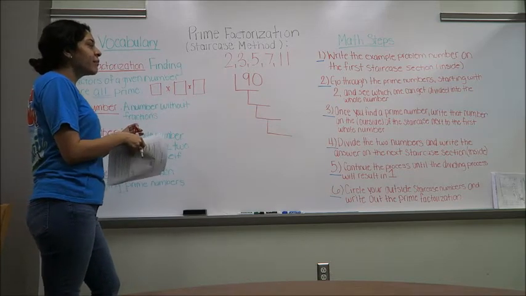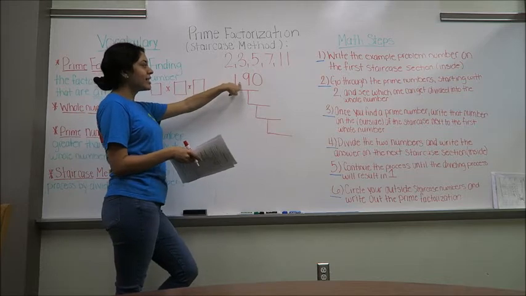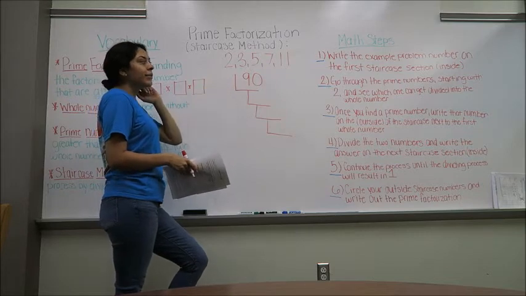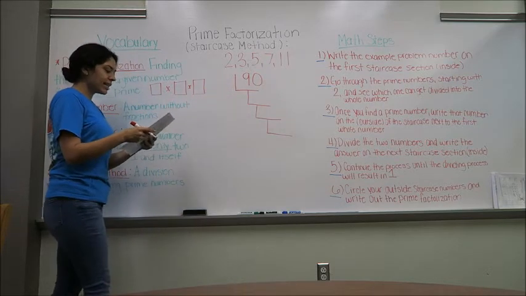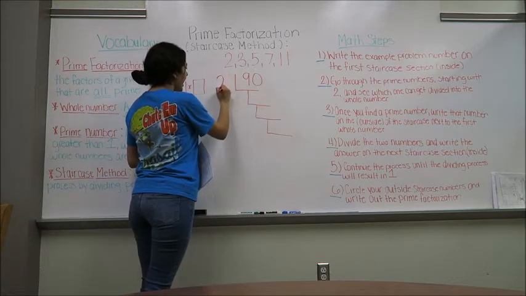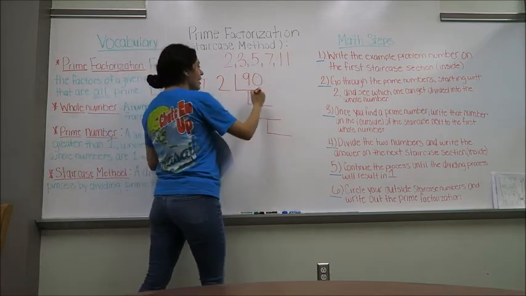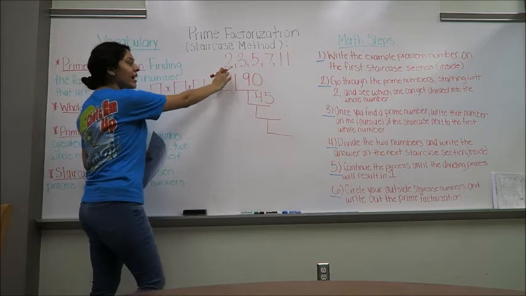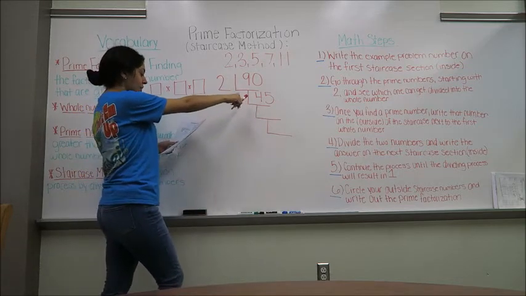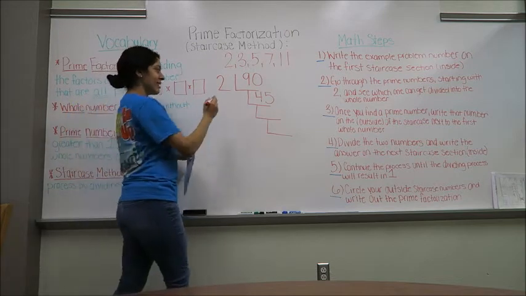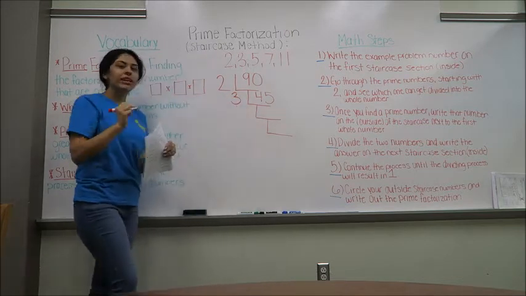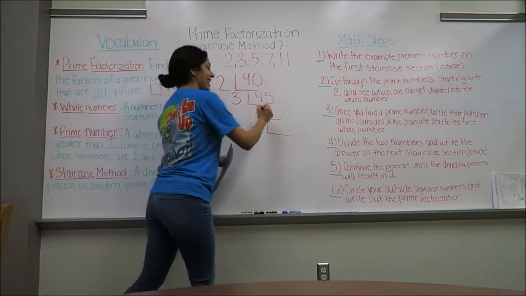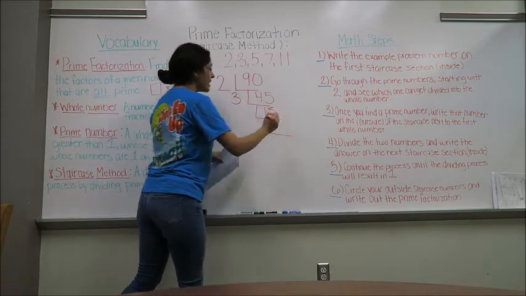Okay, so we wrote down our problem on the first staircase section on the inside. Now we have to figure out what prime number can go into 90, and we're going to write it on the outside. So can 2 go into 90? Yes. It can. And it goes into 90 45 times. Can 2 go into 45? No. Can 3 go into 45? Yes. How many times does 3 go into 45, class? It's going to go into 45 15 times.